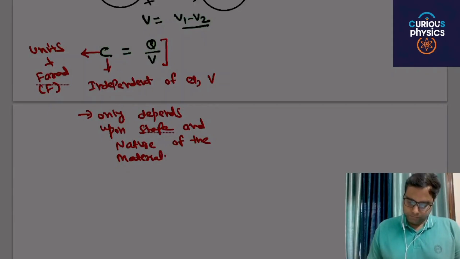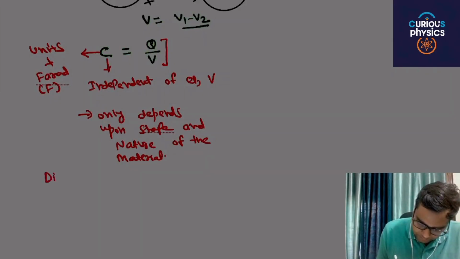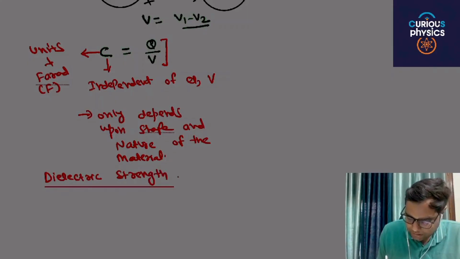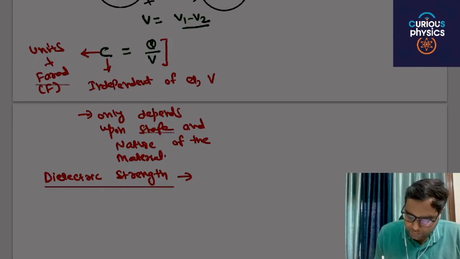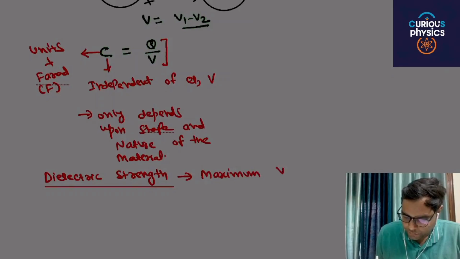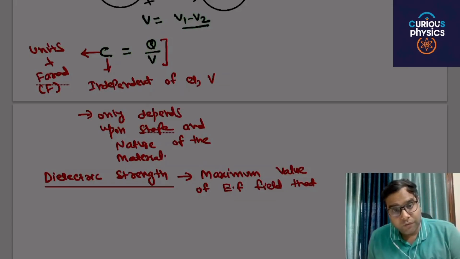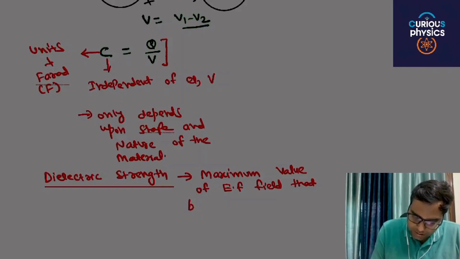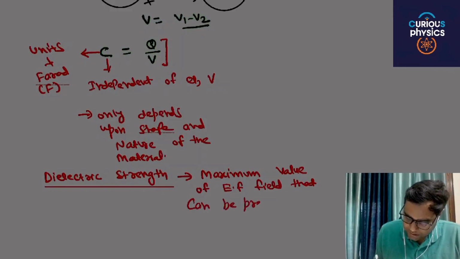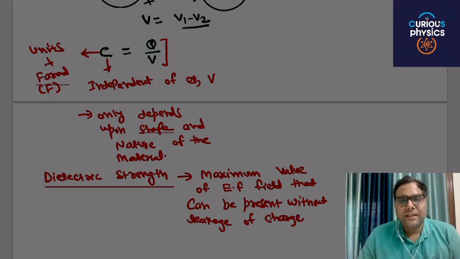Then another thing we have discussed here is dielectric strength. Dielectric strength is nothing but the maximum value of electric field that can be present without leakage of charge, or that a capacitor can withstand.